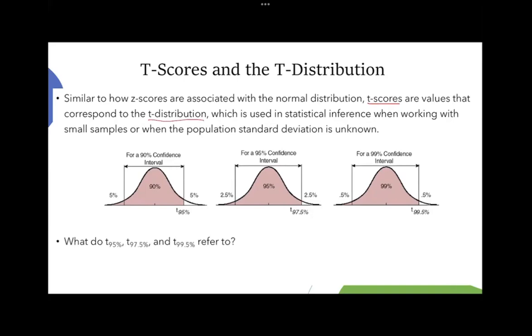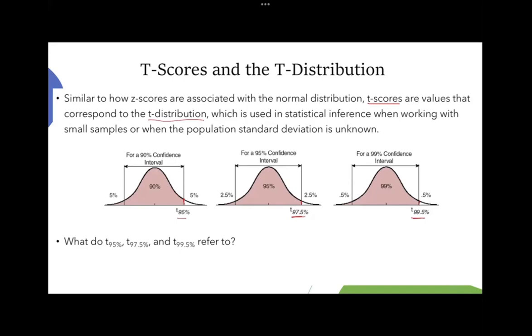So do you see in each of these pictures, you see t sub 95, t with a subscript 95% on the right border of the shaded area, t with a subscript 97.5% on the right border, and t with a subscript 99.5% on the right border. What do you think those refer to?